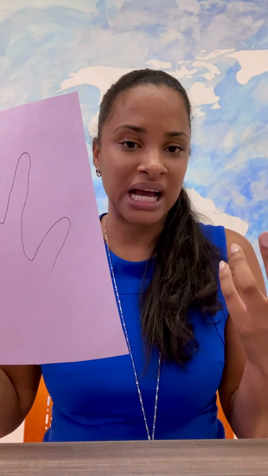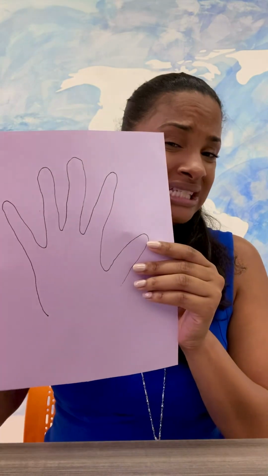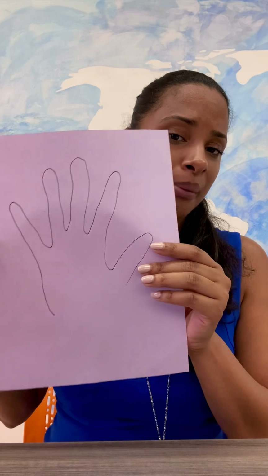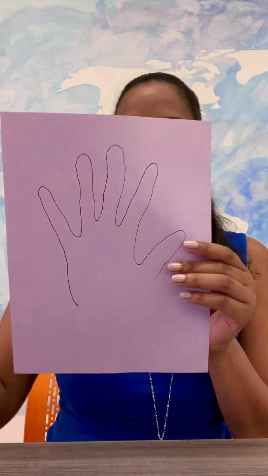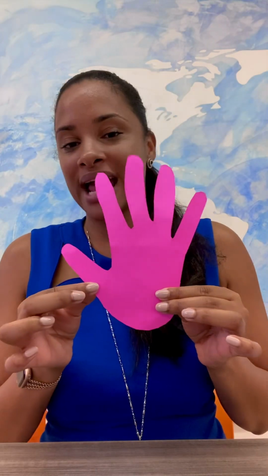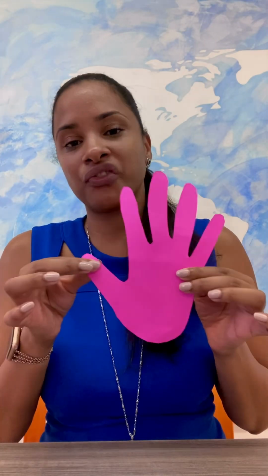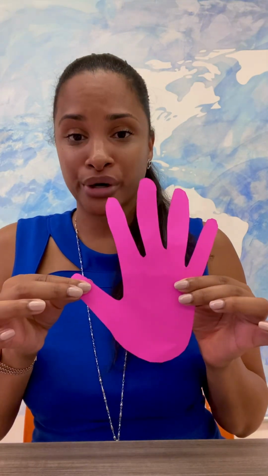For the purposes of time, I already cut this out so that way the video is not too long, but then of course you're gonna have the students cut out their hand. So here's the hand that I already cut out, and you'll see that I curved the bottom. And then on each finger, we're going to focus on personal awareness.